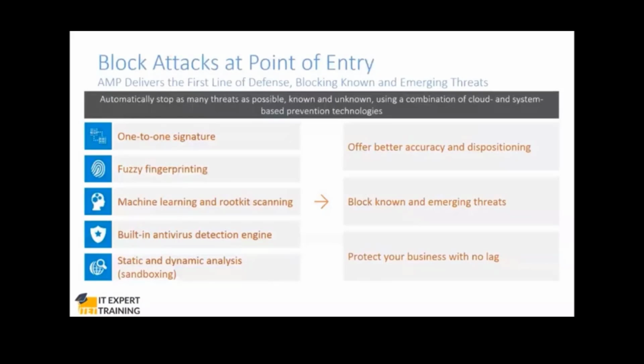It also prevents attacks by blocking them at the point of entry via one-to-one signature matching, fuzzy fingerprinting, which we call one-to-many matching, and machine learning, and a built-in AV detection engine, which we call CAMP AV. That's the inbuilt AV detection engine, along with static and dynamic malware analysis via sandbox technology, which is provided by ThreatGrid.